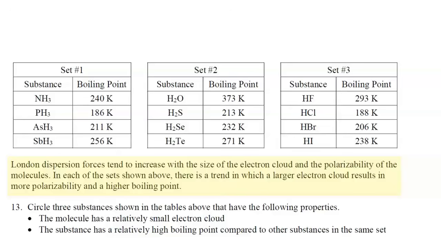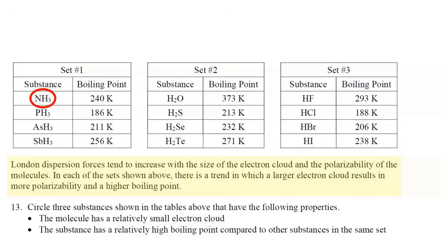Question 13, circle 3 substances shown in the tables above that have the following properties. The molecule has a relatively small electron cloud, and the substance has a relatively high boiling point compared to the other substances in the same set. Now, in set 1, the boiling points generally increase from PH3 to AsH3 to SbH3, but NH3 seems to defy this trend because although it has the smallest electron cloud in that set, it has a rather high boiling point.